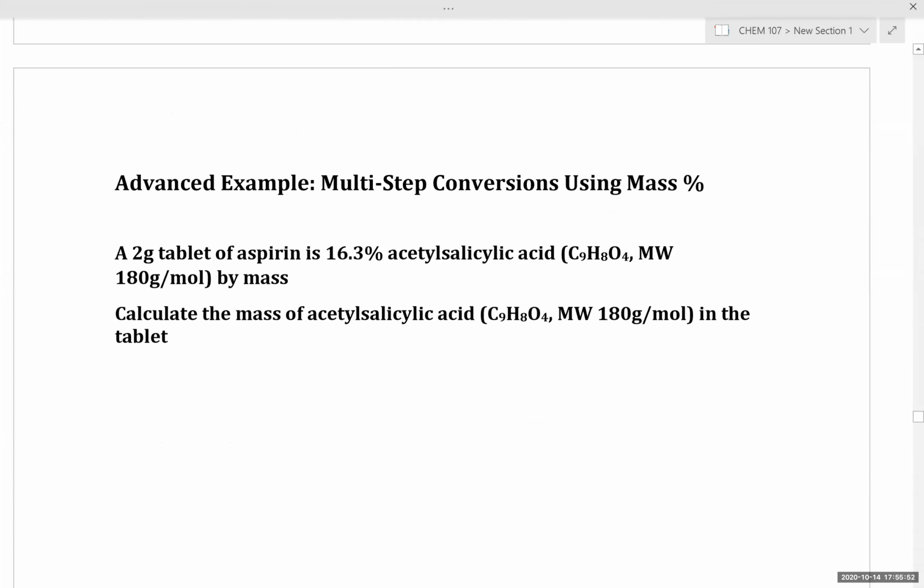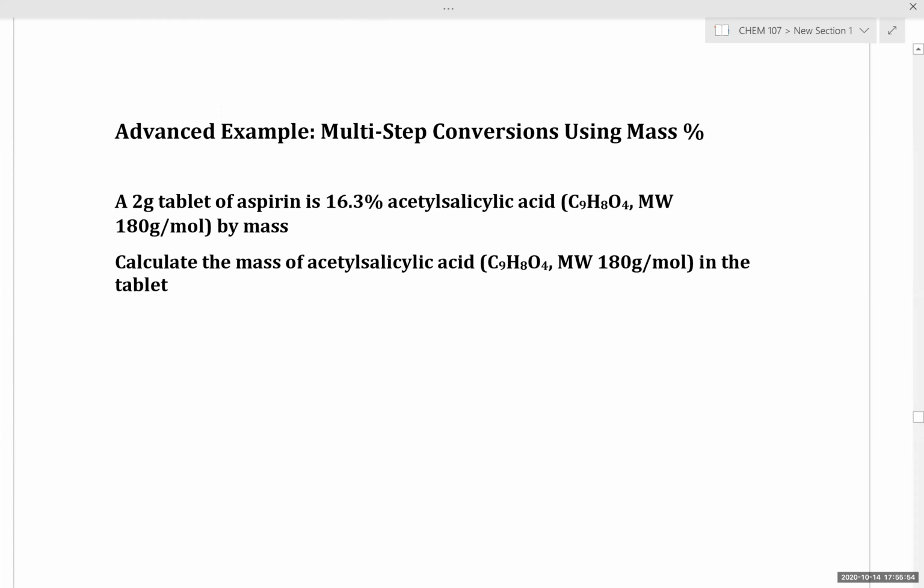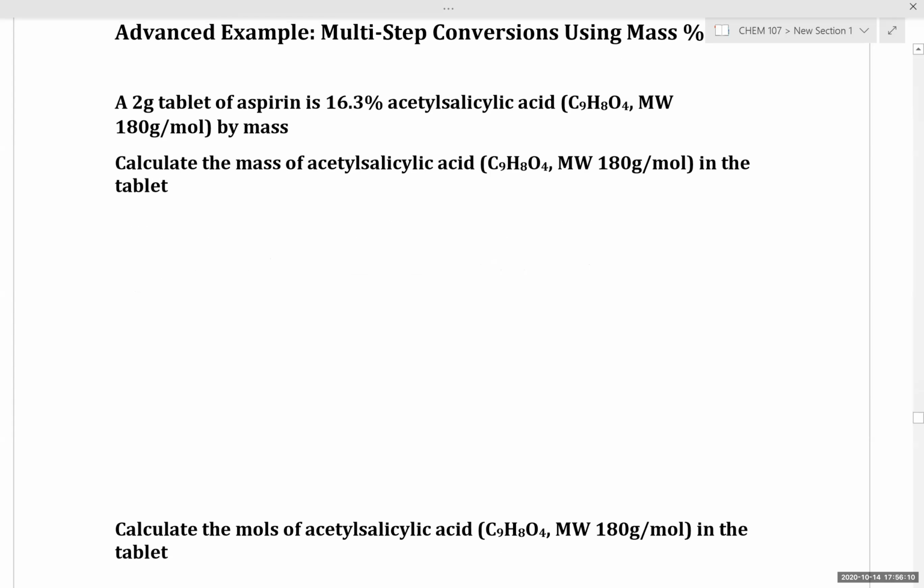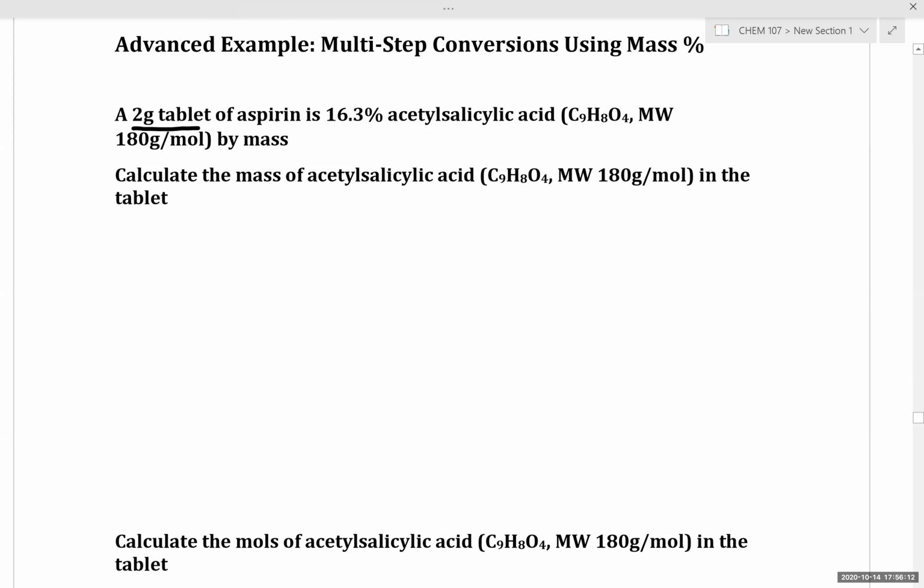So let's look at an advanced example where we perform some multi-step conversions using mass percent. So we're going to read through this problem and we're going to tackle it step by step. So in the first case, we're given the following information. A 2-gram tablet of aspirin is 16.3% acetylsalicylic acid by mass. And we're asked to calculate the mass of acetylsalicylic acid in the tablet.